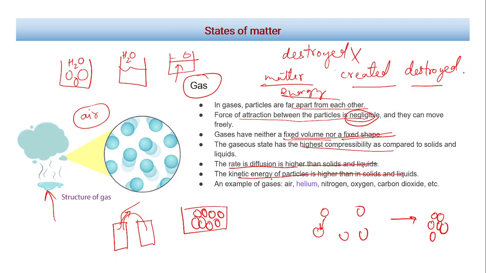So that's why they have higher kinetic energy than solids and liquids. Examples are air, helium, nitrogen, oxygen, carbon dioxide, all the different kinds of gases, the cylinders that we see around us, or the LPG cylinder that we see around us. It's a certain mixture of gases, but this is also a kind of gas.